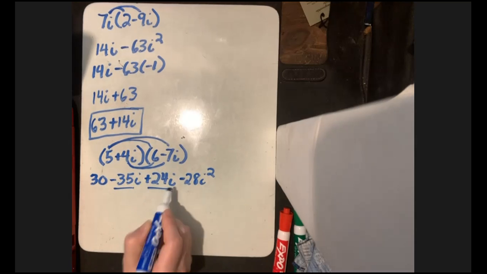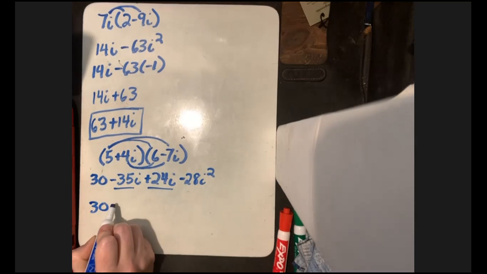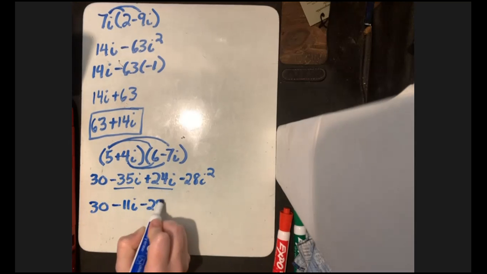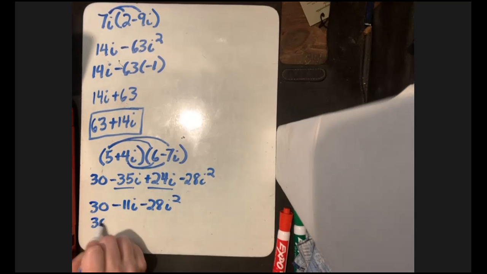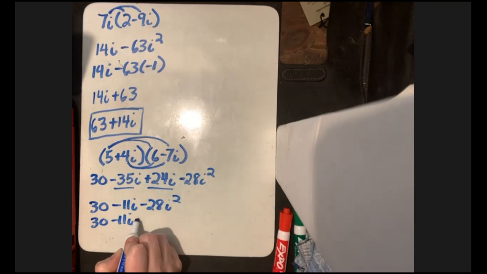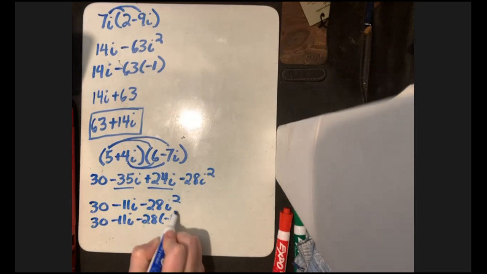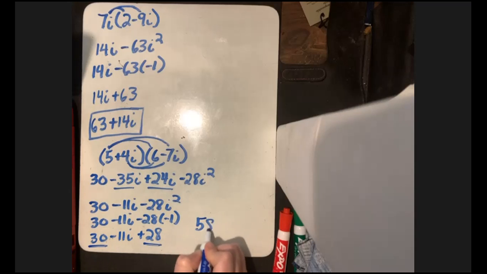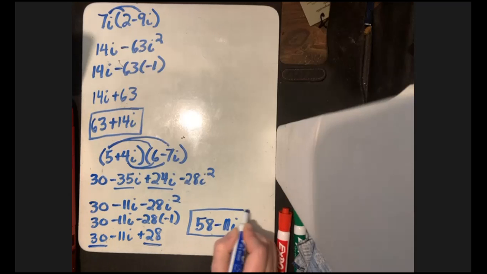I am going to go ahead and combine these two. So I've got 30 minus 11i minus 28i squared. I am going to go ahead and trade that i squared for a negative 1. So I have 30 minus 11i plus 28. We'll combine these two. So it's going to be 58 minus 11i. And there is our final response for that one.